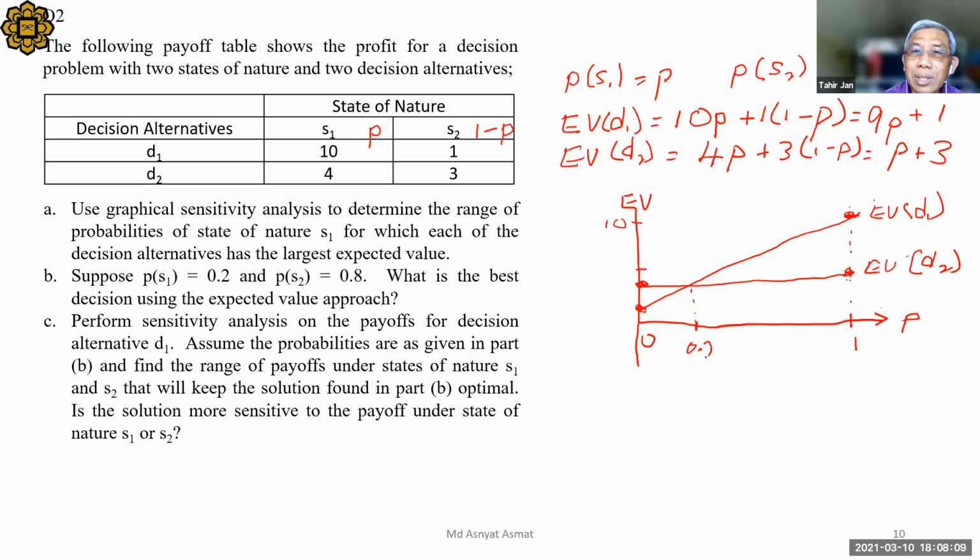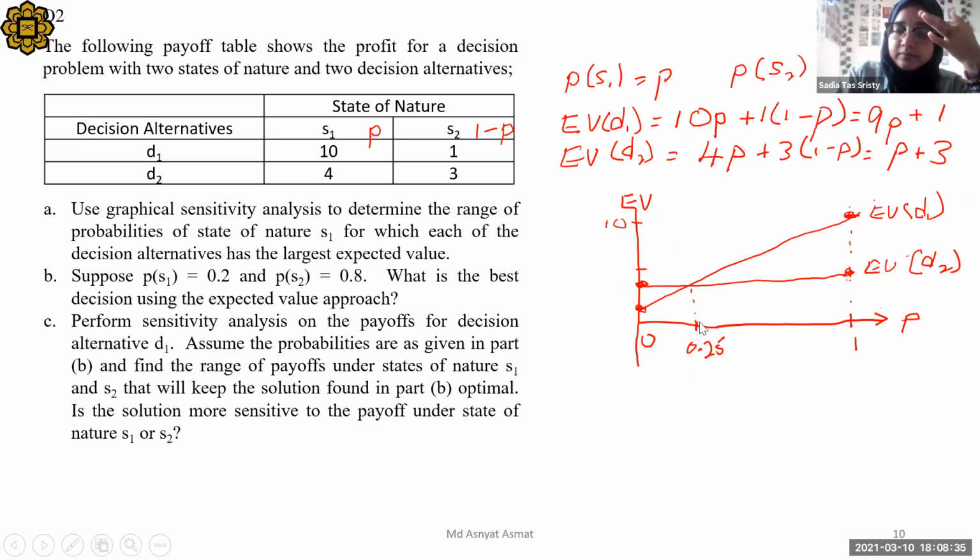Anybody wonder how this magic number 0.25 comes about? We just equate the two: 9P plus 1 equals P plus 3. So now, at what value of probability will your decision be the most sensitive?